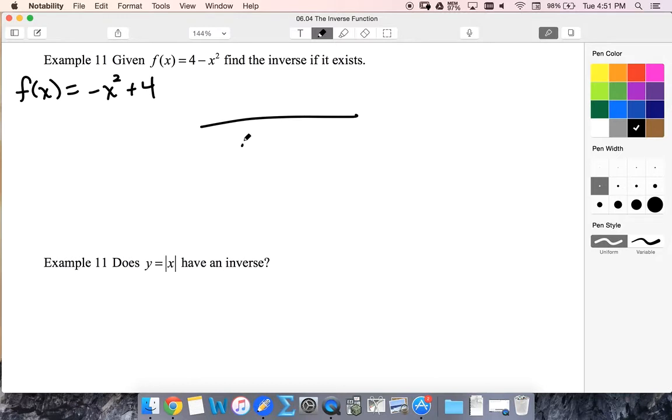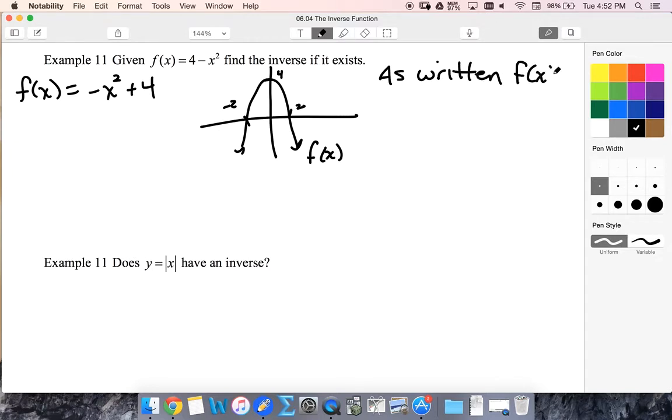All right, so let's do this. Call that negative 2, 2 in the middle. Call that one 4. All right, so there's my f of x. Well, this fails the horizontal line test. So as written, f of x does not have an inverse. So as written, I'm going to write f inverse of x does not exist.